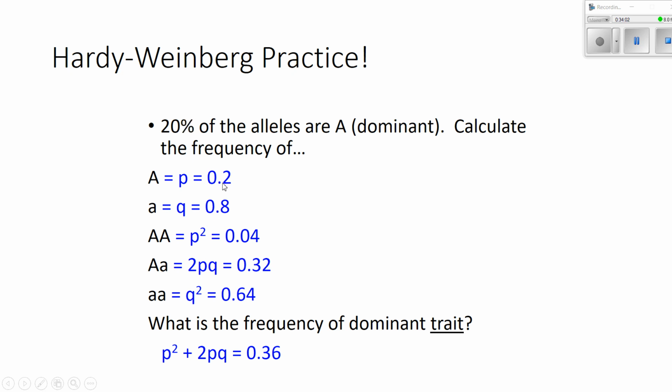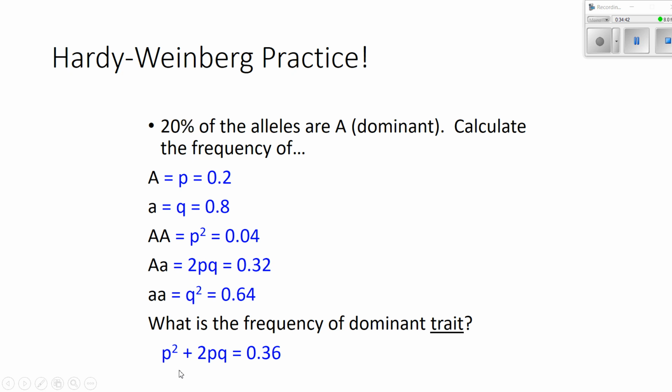So 0.2 squared is 0.04. 2 times P times Q is 0.32. And Q squared, 0.8 squared is 0.64. And so what is the frequency of the dominant trait? This is an interesting question. You have to think about which individuals. We don't know if these are deer or flowers or what. It doesn't tell us. But who in a population shows the dominant trait?